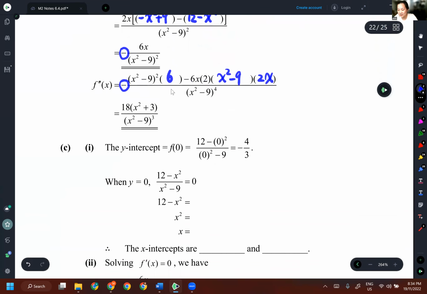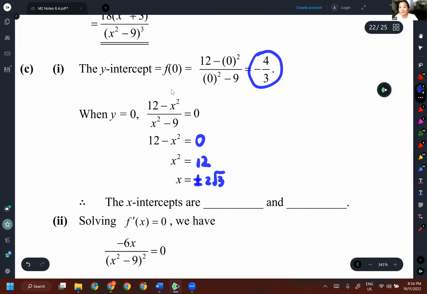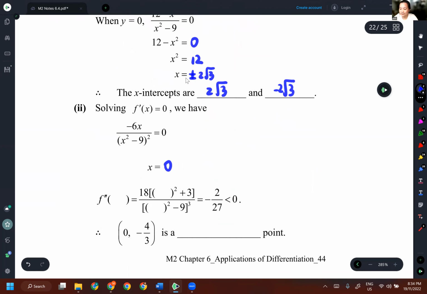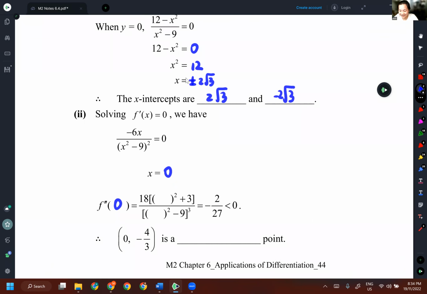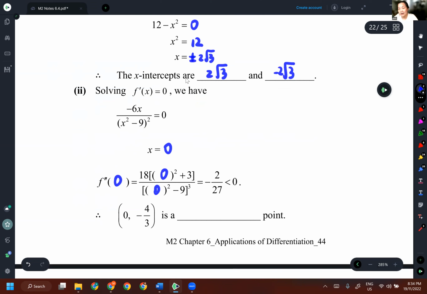Part C, y-intercept found. You must do that yourself. X-intercept found. Turning points, 0. Okay, and second derivative test. I think I'm getting a little bit lazy here. I use the second derivative test anyway. Let me put in 0, and it's negative, meaning it's concave down. Concave down means it's a maximum point.